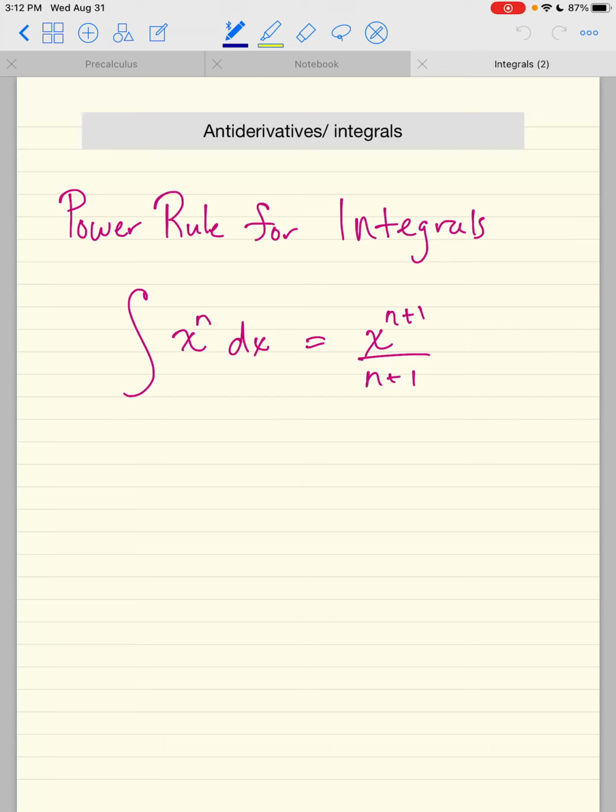Hey guys, welcome back. In this video, I'm going to show you how to find the antiderivative, which is also called integrals. Okay, so we have a power rule for integrals.